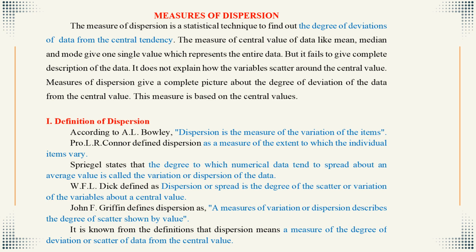Then W.F.L. Dick defined dispersion or spread as the degree of the scatter of variation of the variables about central value. Then John Giffin defined it as a measure of variation or dispersion, describing the degree of scatter of values around the center. It is known from the definitions that the dispersion is a measure of the degree of deviation or scatter of data from the central value.